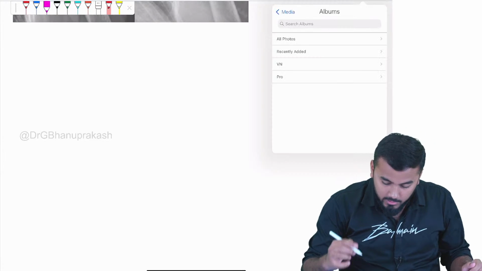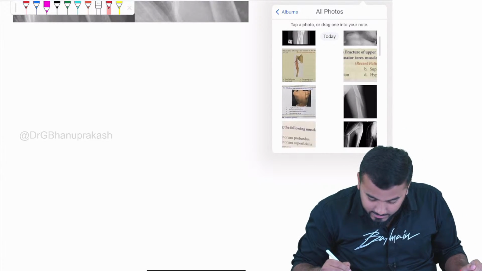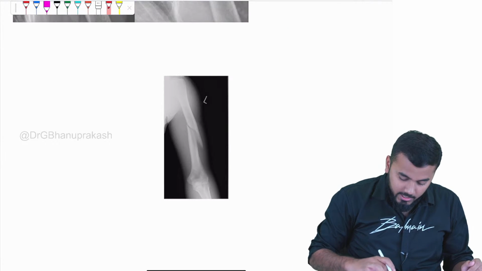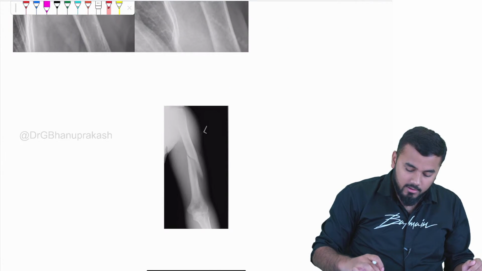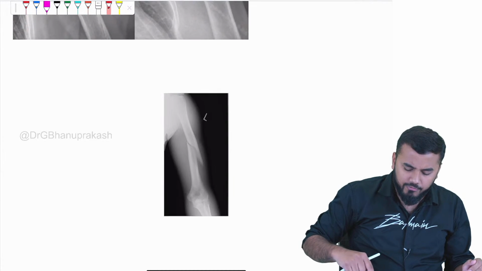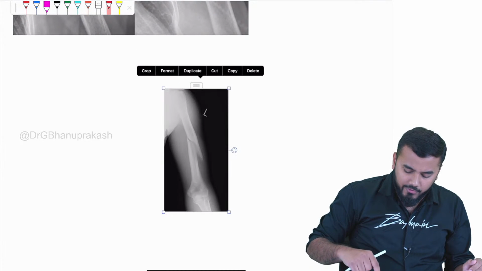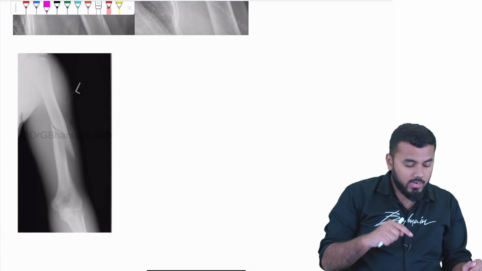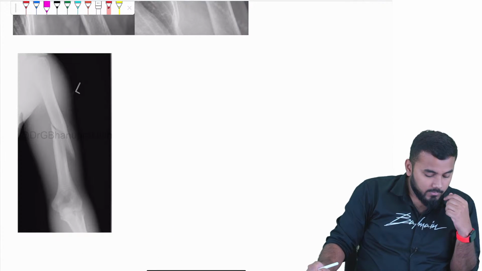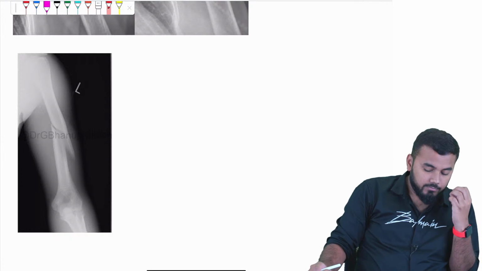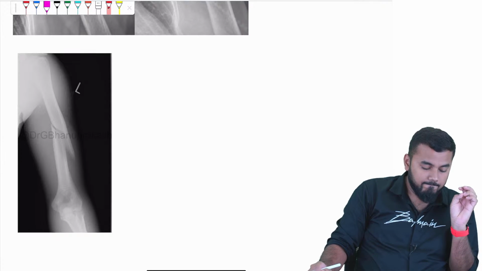Cool. Now look at this X-ray, guys. I won't ask you what kind of fracture it is, because what kind of fracture they will ask you in orthopedics. But they'll ask you here what nerve can be damaged. Yes, what nerve can be damaged here?